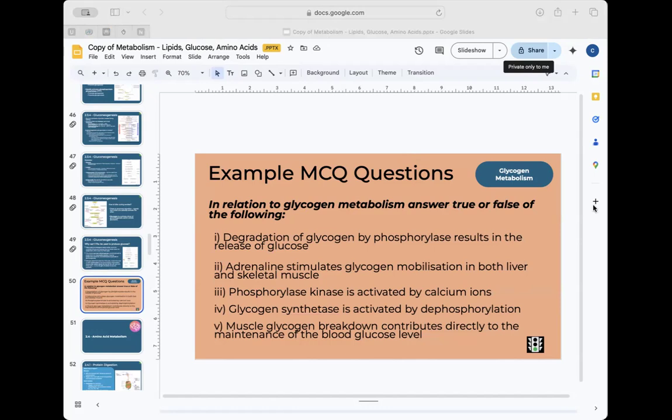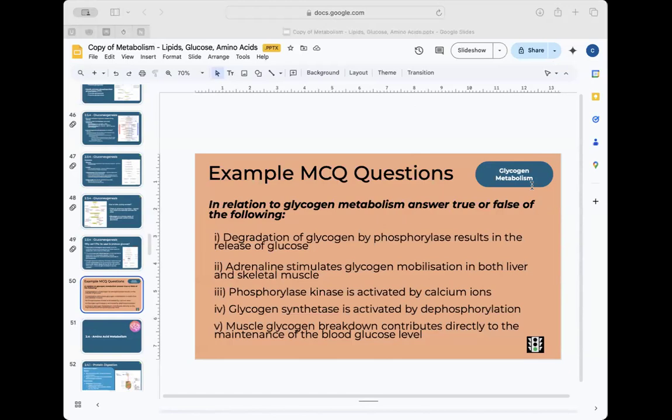Thanks, Leanne. So, you're all going with true. And I don't want to say you're incorrect, but the mark scheme from the bank says that that's false. And I will tell you why.